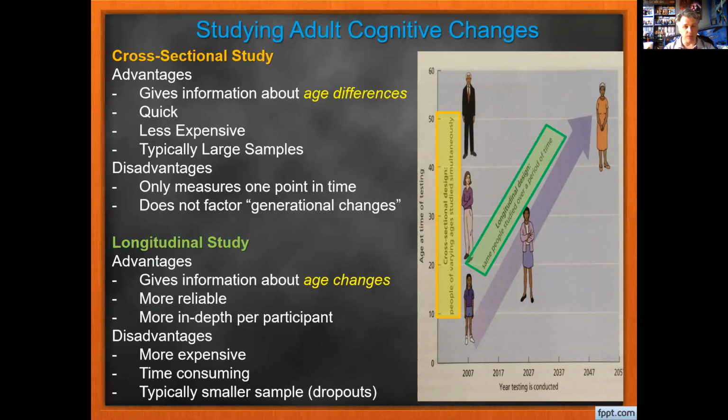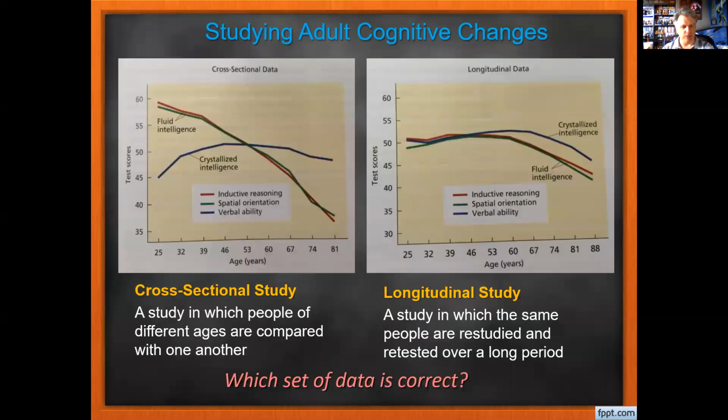A cross-sectional study is great because it's less expensive, has a large sample, and gives you the information right away, but it's an apples to oranges study. A longitudinal study is where I look at the same person: I test them at 5, I test them at 15, I test them at 25, I test them at 55. So I'm comparing apples to apples, but the problem is that it takes 50 years. So again, there's a cross-sectional study versus a longitudinal study.